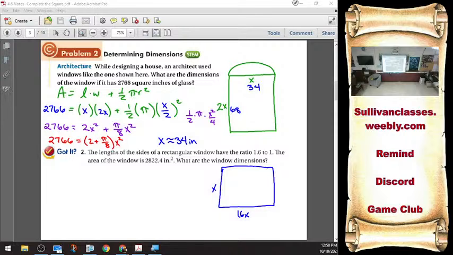I remember doing this. I just haven't done it since middle school. Okay. Length by width. So my area is going to be length times width. Because I remember that equation. Yep. I just haven't done it since like 8th grade. Fill in your length, width, area. Solve.